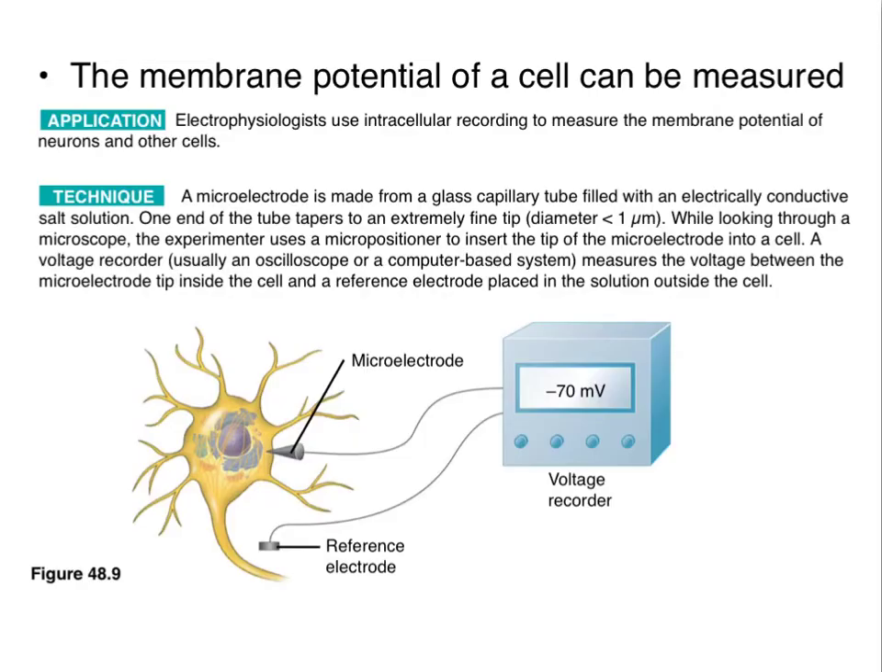And that might look a little bit like this. Of course, this is entirely oversimplified, but there would be an electrode that's inserted into the cell, there would be a reference electrode on the outside of the cell, and then a recorder that would be measuring the difference in charge, or the difference in voltage, across the cell membrane. We can see our magic number of -70. That is, again, the typical resting membrane potential of the majority of cells in our body.